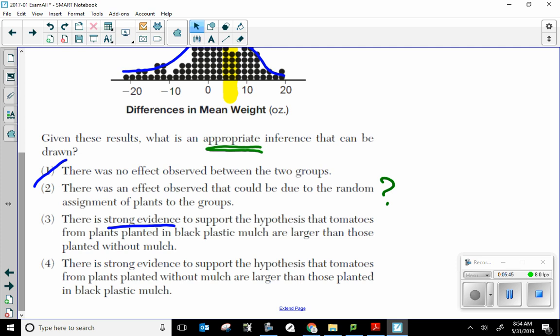And there's no strong evidence otherwise. Strong means an overwhelming amount of evidence. I mean, not just a possibility. There's no strong evidence either way here that the ones in the mulch are bigger or that the ones without the mulch are bigger. So, I mean, the answer is choice 2. That is the legit answer on the answer key. It is choice 2.